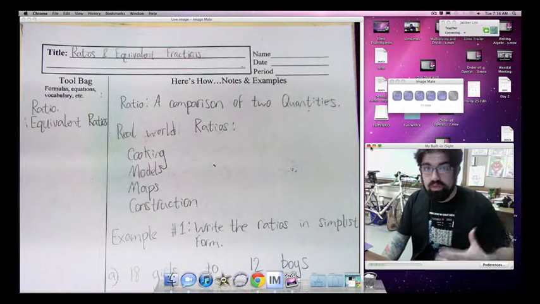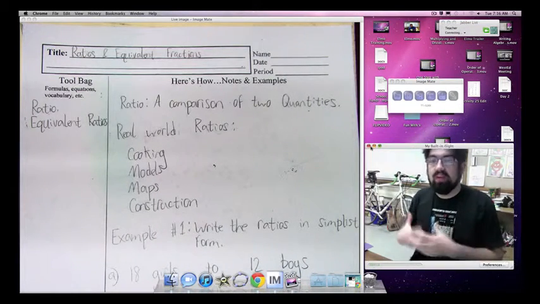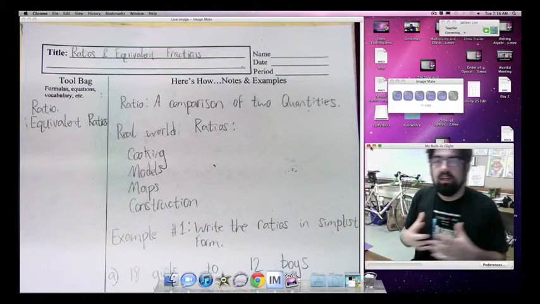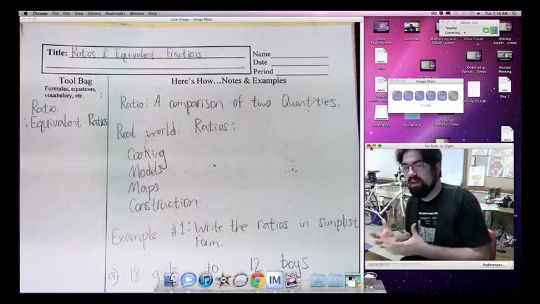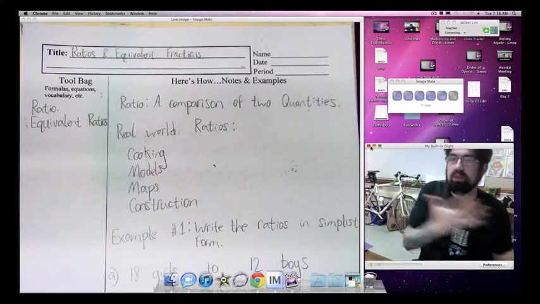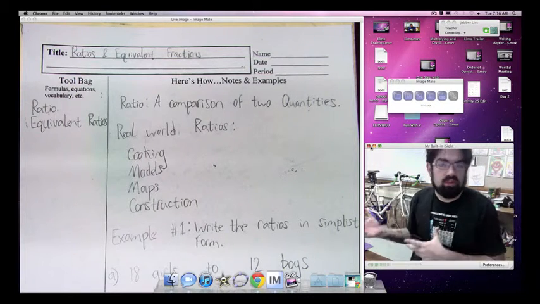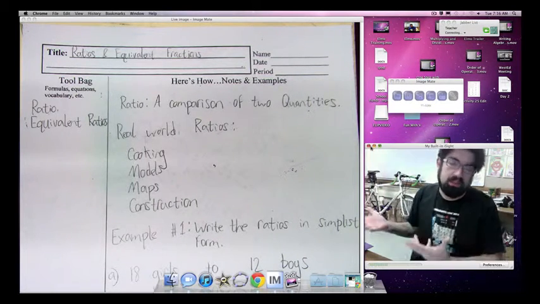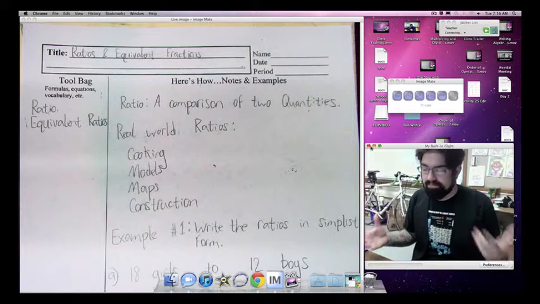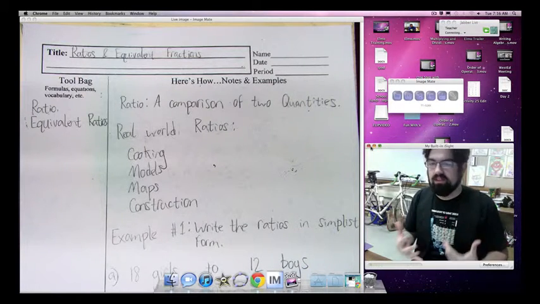So those are some really real world things where you have to understand ratios to go from a diagram to the real thing, or from the real thing to the diagram, because sometimes you have to go from the real thing to building a model of it. Those are some very fundamental things.